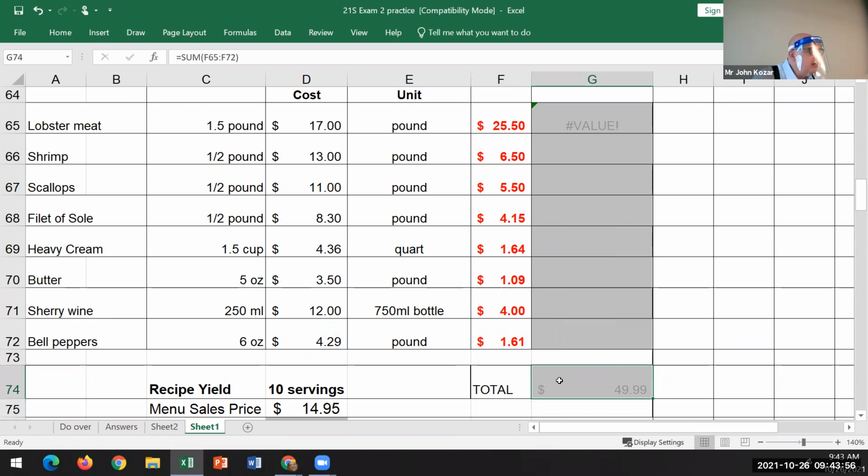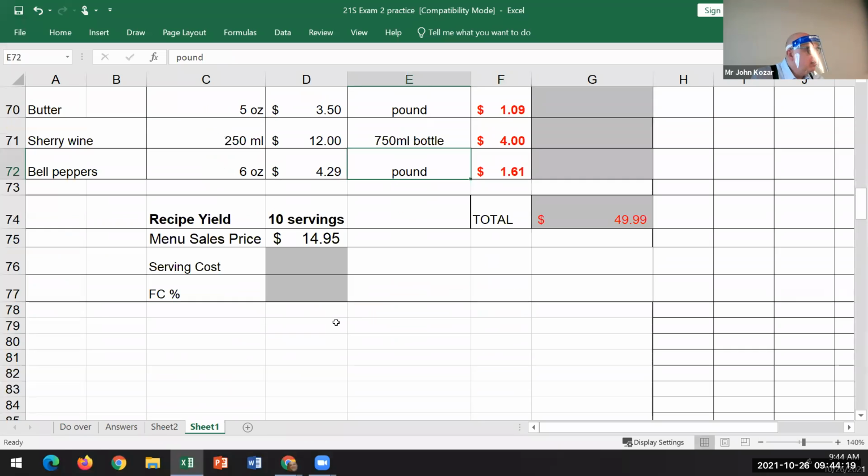With a total of $49.99. So it's 250 milliliters times $12 divided by 750 milliliters in a bottle. So it yields 10 servings. So it's going to come up with a serving cost of $5.